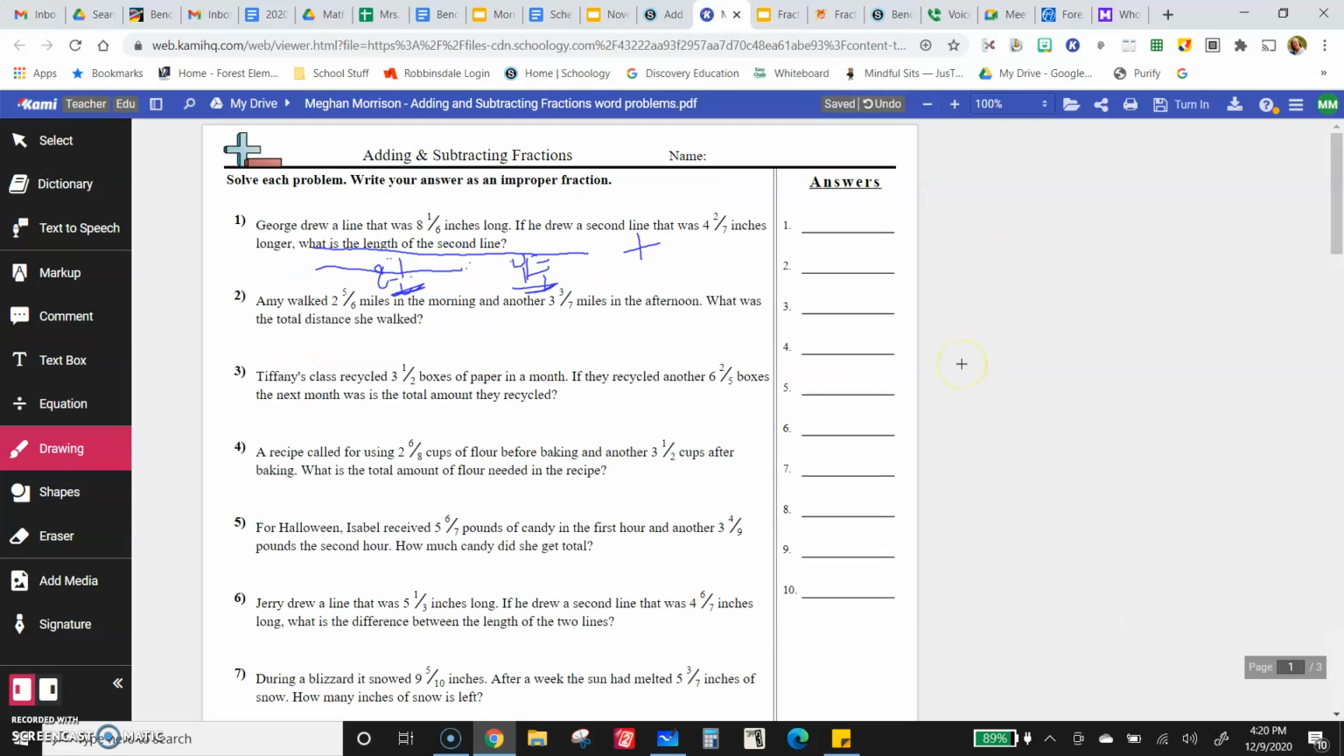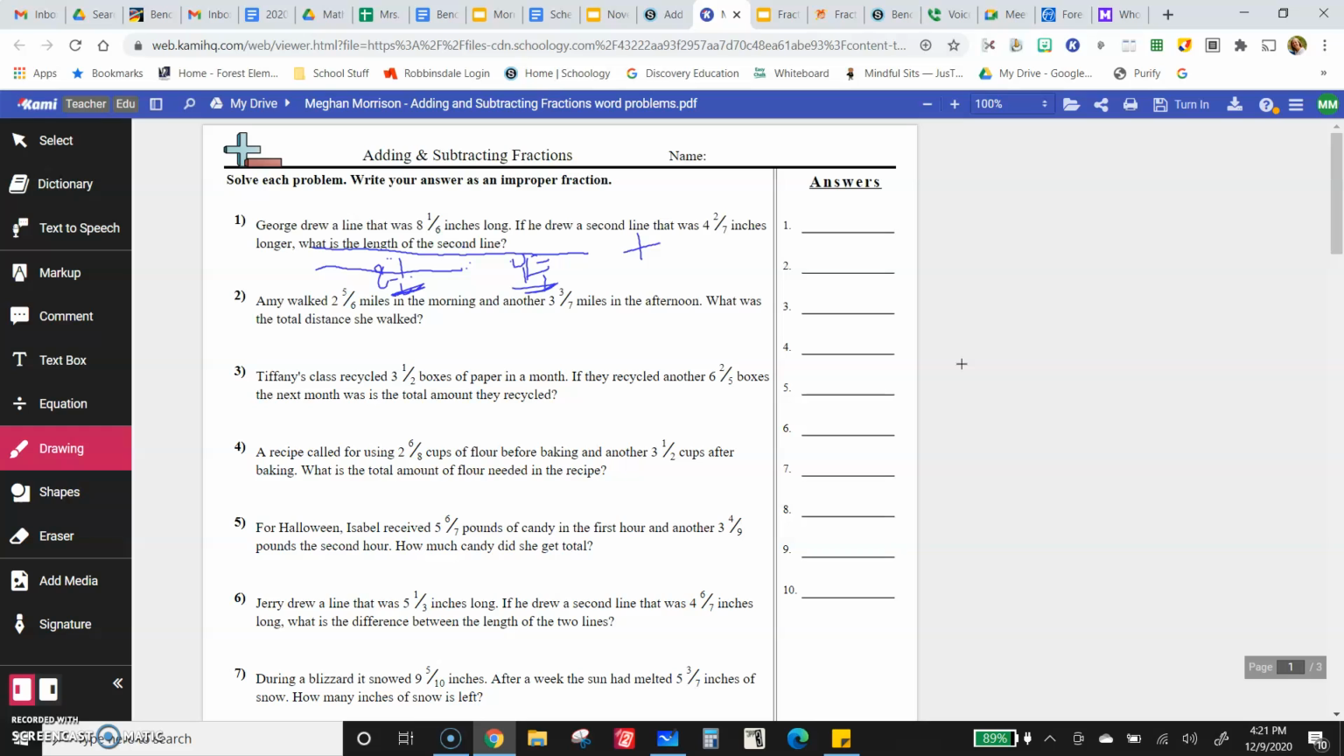Okay? So anytime we're combining something, finding it put together, those are going to be adding. Anytime we're taking it away, or we have how much more, we're comparing numbers, that'll be subtracting. So keep that in mind as you are doing your work. Let me know if you have any questions.